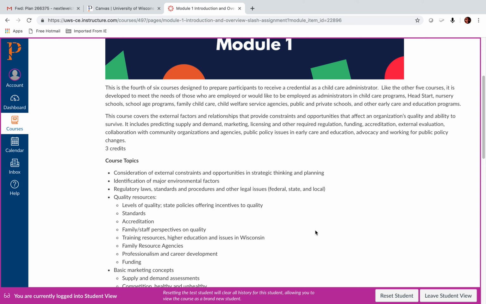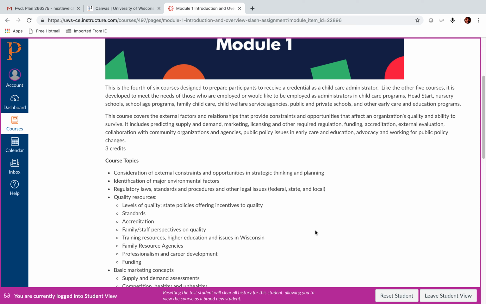And right here it talks about how this is the 4th of 6 courses designed to prepare you to receive a credential as a child care administrator. Like the other 5 courses, it's developed to meet the needs of those who are employed or would like to be employed as administrators in child care programs.